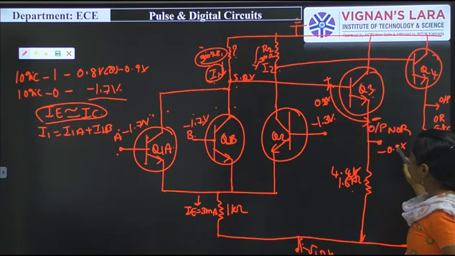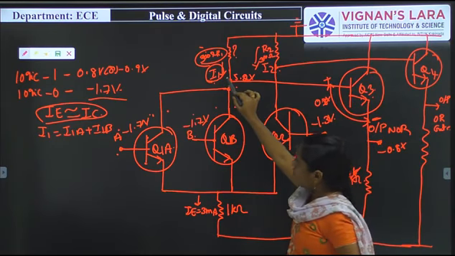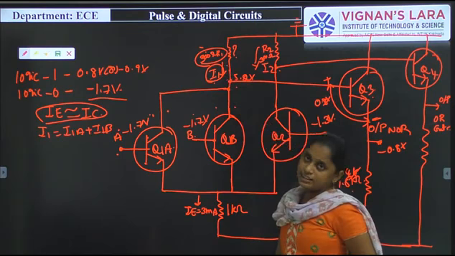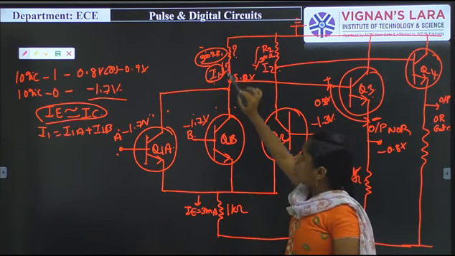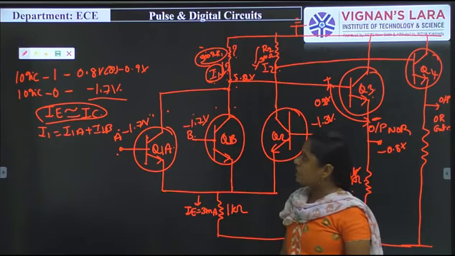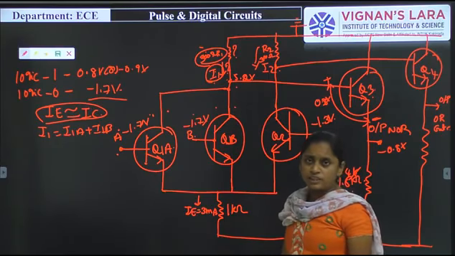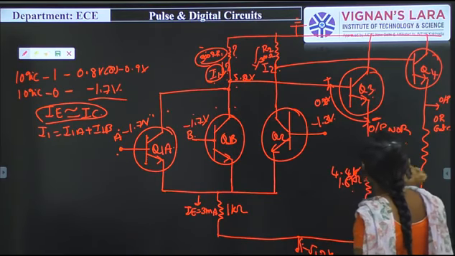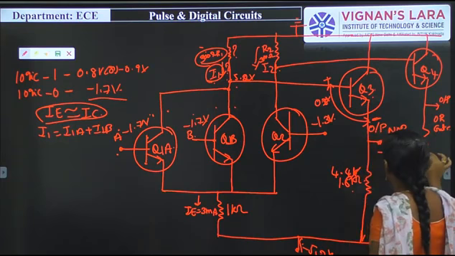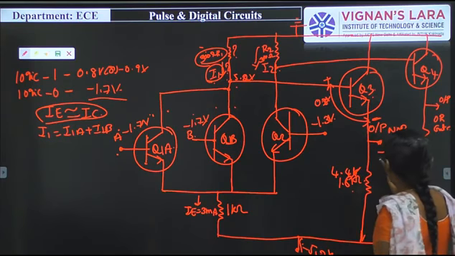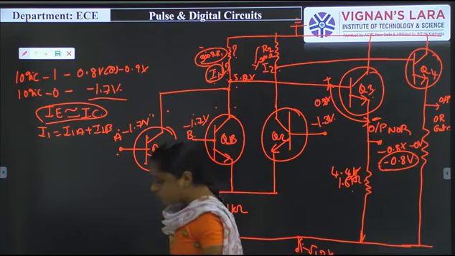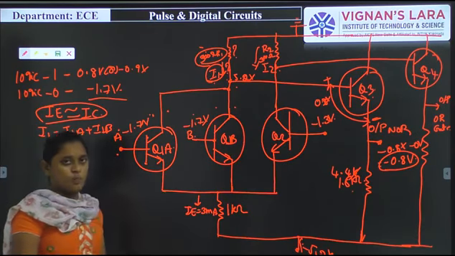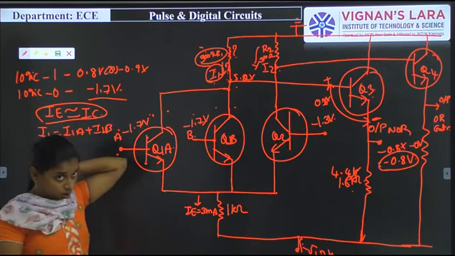At the same time, this voltage is given from here, so if there is any voltage drop here, it would also be present at the output side. Is there any voltage drop here? No, because the current will be 0. That's why there is no voltage drop here. So the output is minus 0.8 volts. That is the NOR output function: the input will be 0, 0, the output will be minus 0.8 volts, which is logic 1.